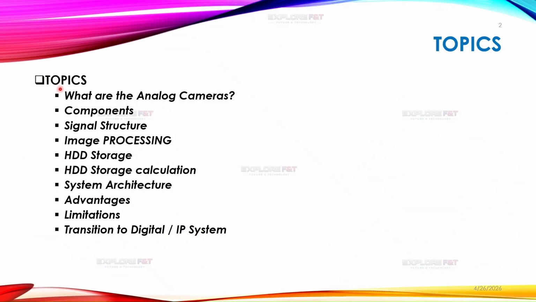So we will cover here the analog camera components, signal structure, image processing, HDD storage, meaning hard disk, HDD storage calculation, system architecture, advantages and limitations, and the transition to digital IP systems.